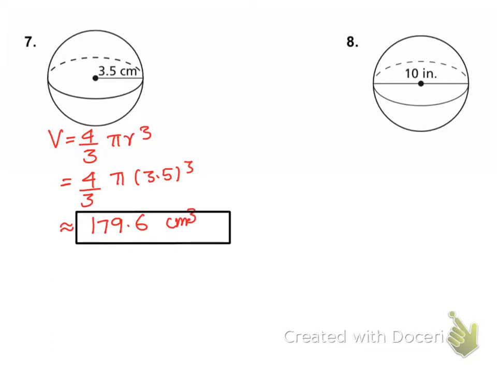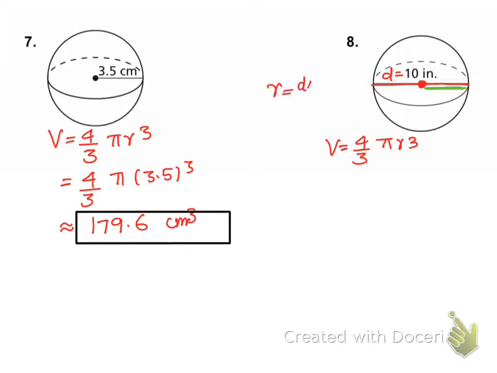Let's move to question number 8. V is equal to what? 4 over 3 pi r cubed. The problem is it's not r, it is d, because it's given on top of the center, so it means they want us to notice it's not r, it's d. I need r. I have to work for that. So let's work for that.